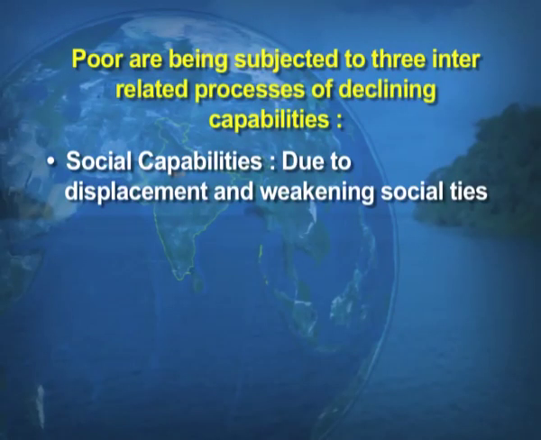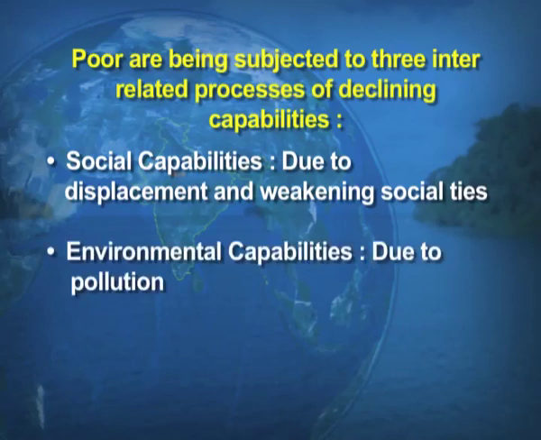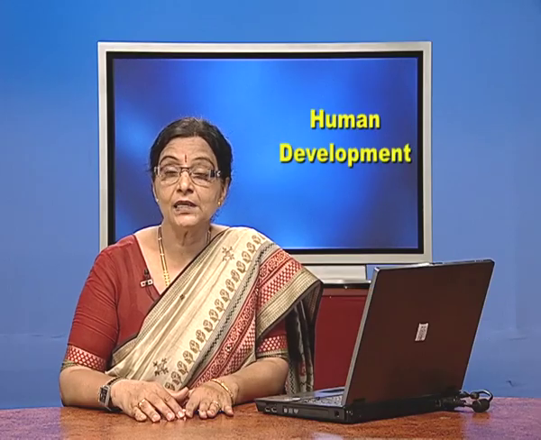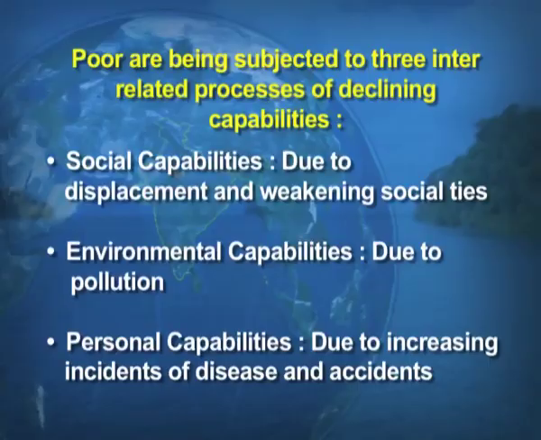One, that is social capabilities. This is due to the displacement and weakening of social ties. Number 2, environmental capabilities, that is the areas in which they live. That means we talk about the polluted parts of the country where they live. Thirdly, this is the personal capabilities of the people.